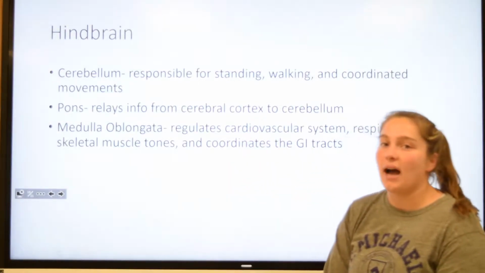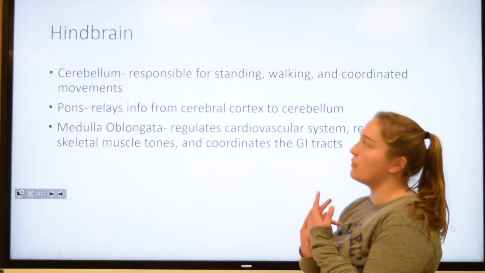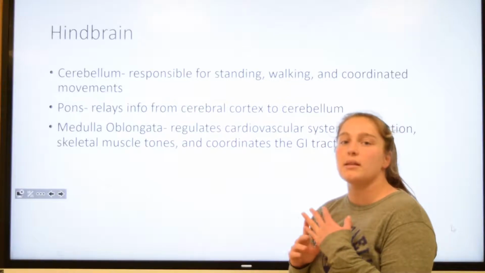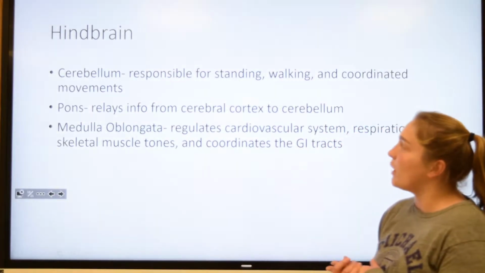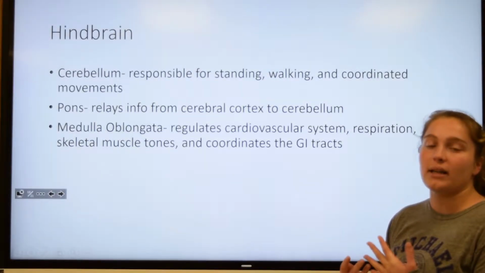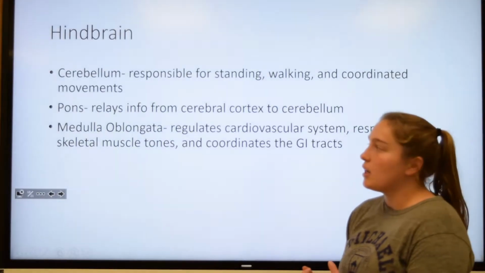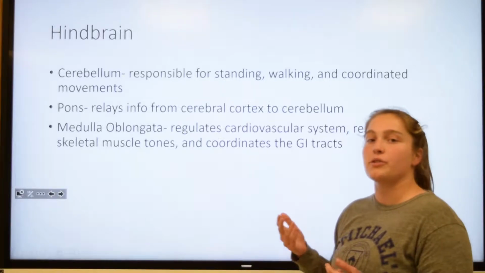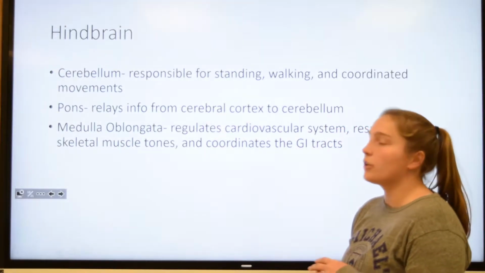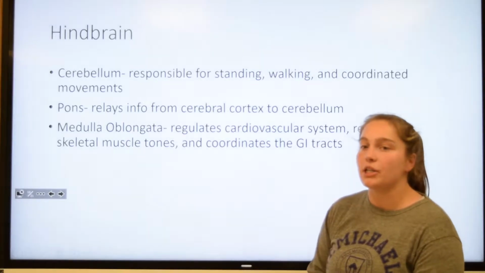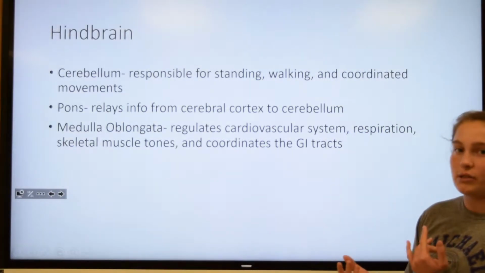And lastly, we have the hindbrain. The hindbrain is composed of the cerebellum, the pons, and the medulla oblongata, also known as just the medulla. The cerebellum is responsible for standing, walking, and other coordinated movements. The pons relays information from the cerebral cortex to the cerebellum. And the medulla regulates the cardiovascular system, respiration, the GI tract, and muscle tone.